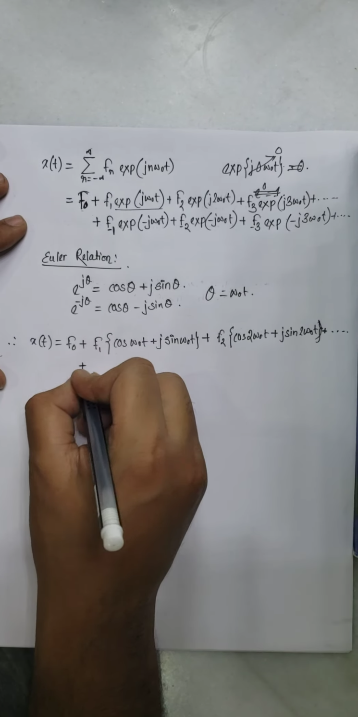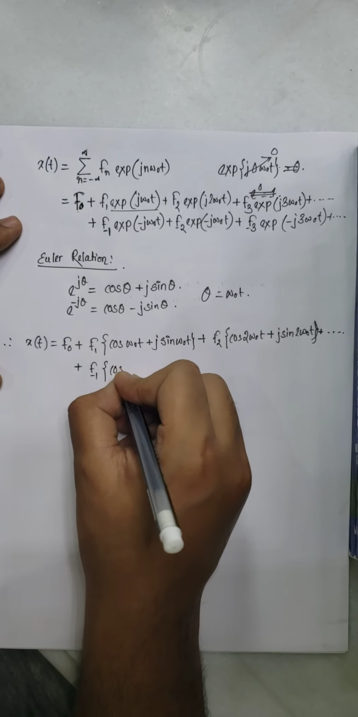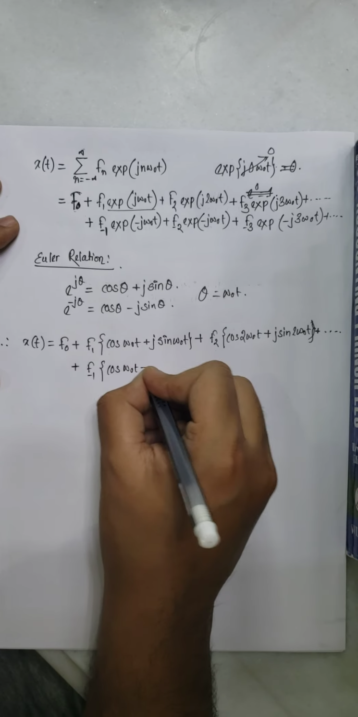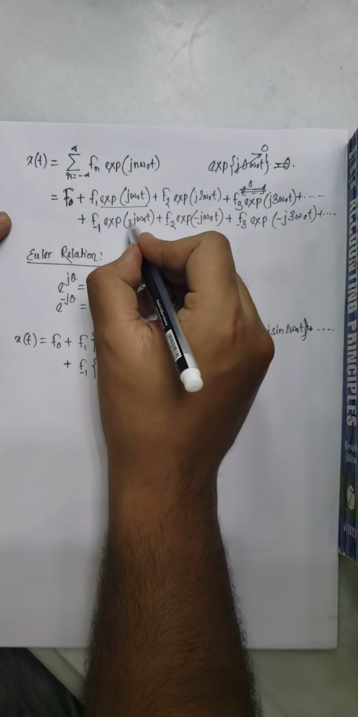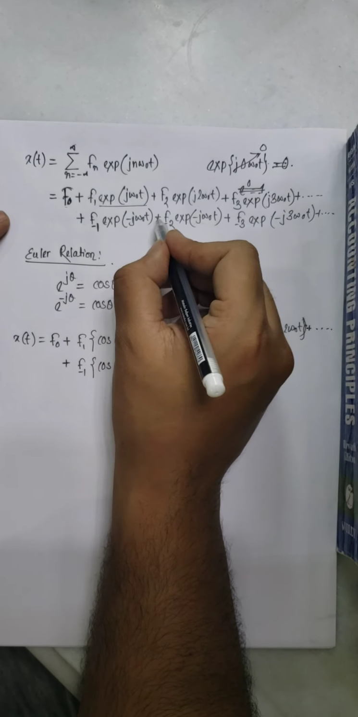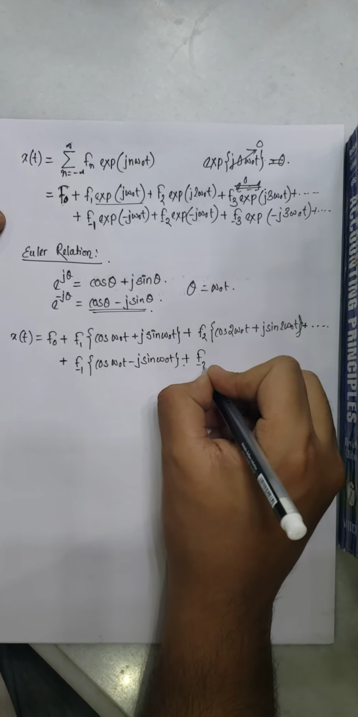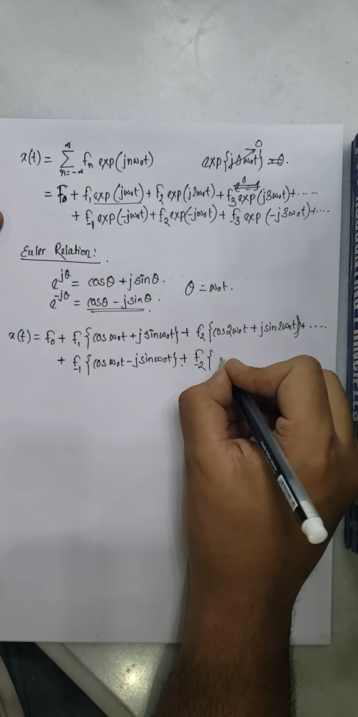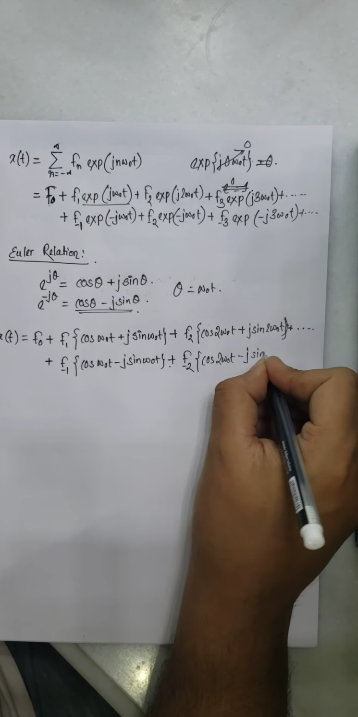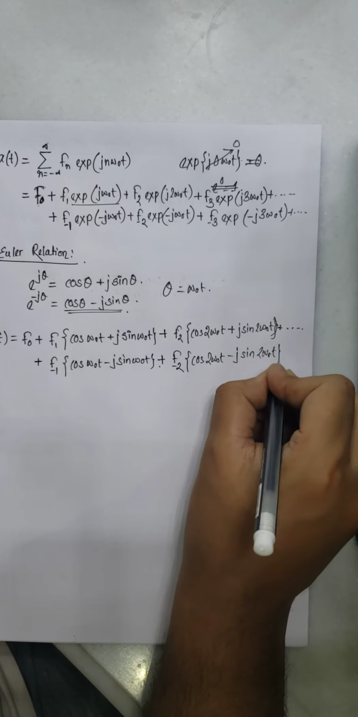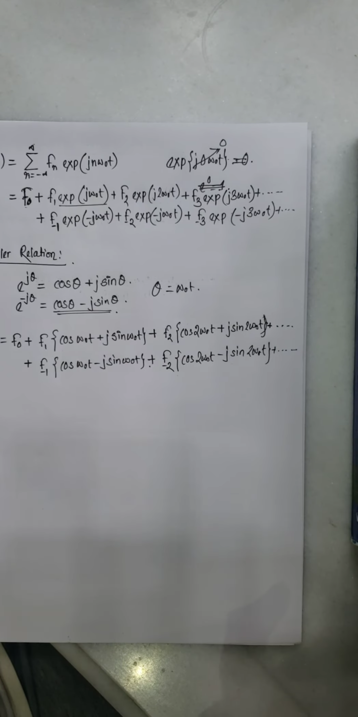And similarly, for the negative terms, we write f of -1 times cos of omega naught t minus j sine of omega naught t. Here, since the exponent is negative, we are using this formula, and f of -2 shall become cos of 2 omega naught t minus j sine of 2 omega naught t, and this shall go on until infinity.